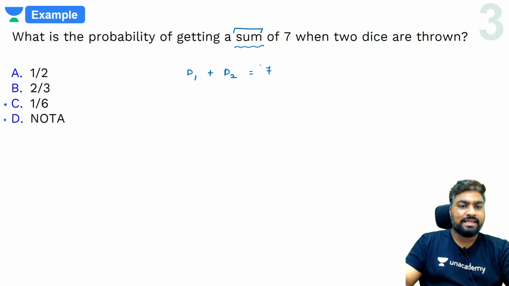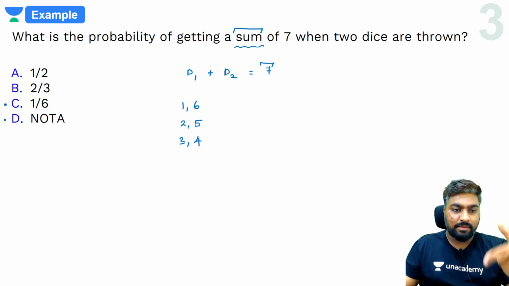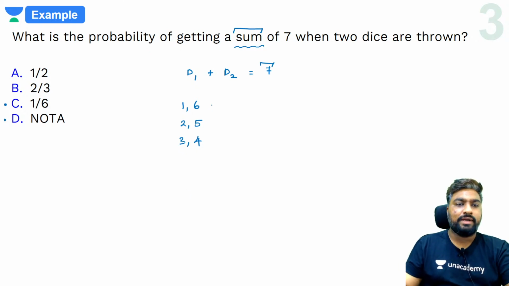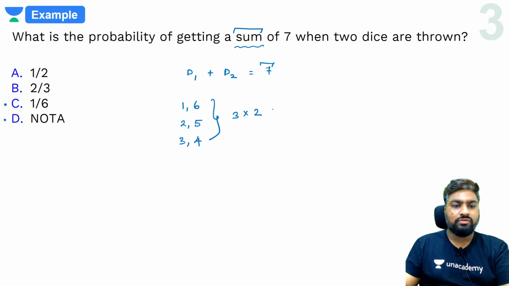Now the sum should be 7, right? What numbers if you add you will get 7? 1, 6, 2, 5, 3, 4. Now if you were smart enough, you will not repeat 6, 1, 5, 2, 4, 3 again. You will directly do it double. So there are 3 terms, double: 1, 6, 6, 1, 2, 5, 5, 2, 3, 4, 4, 3. So there are 6 terms in the favorable events.